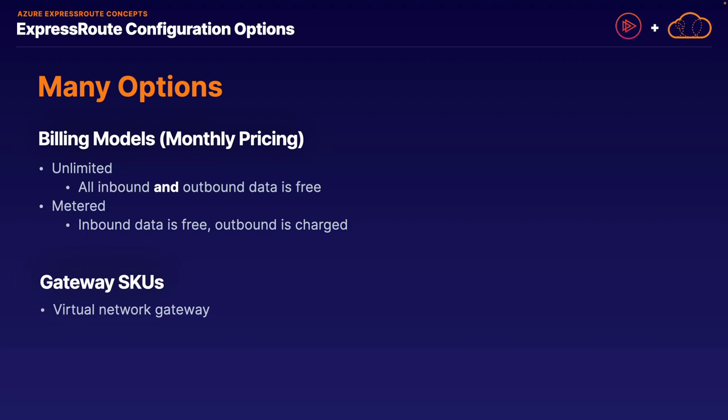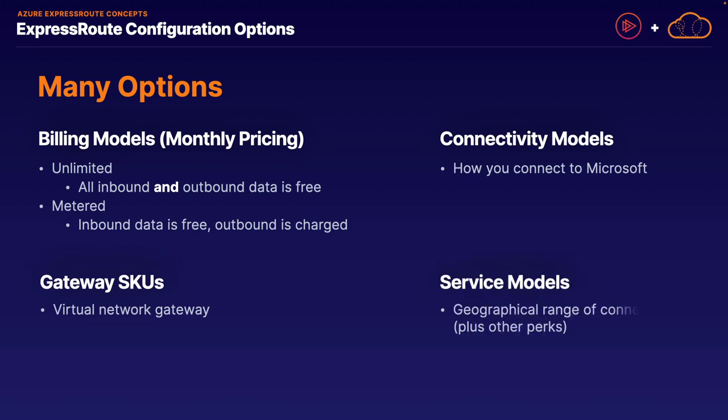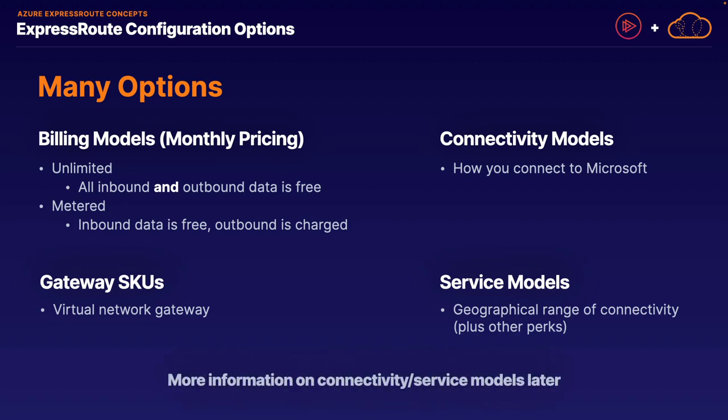Our next layer of different configurations is that of the different connectivity models, or in other words, how we connect our on-premises network to Microsoft. And then finally, we have variations in our service models, which are the geographical range of connectivity, or in other words, the regional restrictions of our ExpressRoute circuit to either work or not work with multiple regions. And as I mentioned, this is a bit of a preview. Specifically, we are going to break down connectivity models and service models in more detail in the next lesson. But again, you should be aware of the variety or layers of different configuration options now.